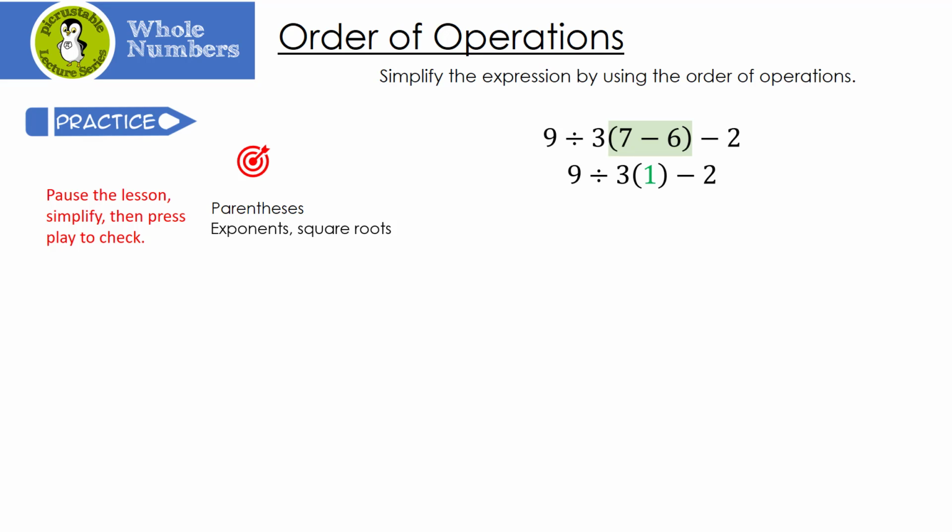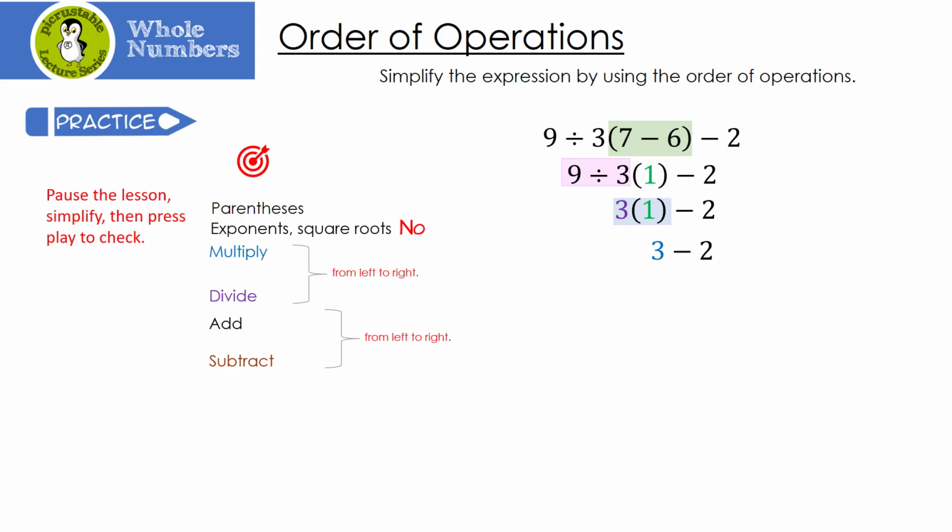Do we have exponents or square roots? No. Do we have multiplication or division from left to right? We sure do. We need to take 9 divided by 3 first. Remember, we work left to right. And it doesn't matter what comes first, division or multiplication. 9 divided by 3 is 3. And we still have a multiplication because 3 times 1 is 3. Finally, do we have any addition or subtraction? We sure do. 3 minus 2, and that gives us 1.